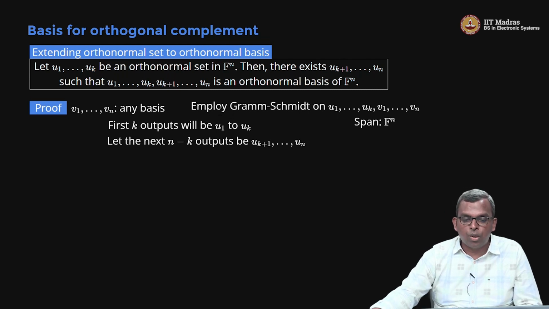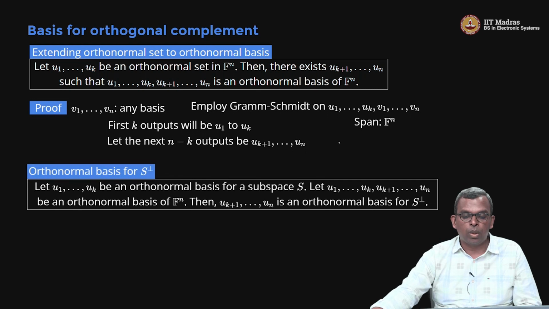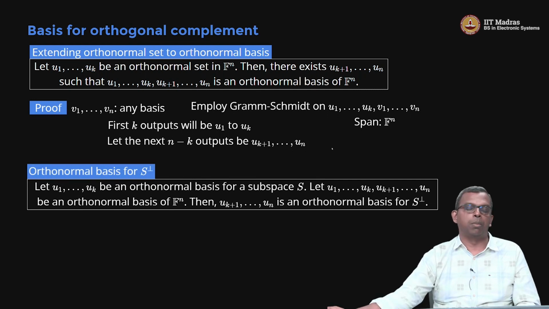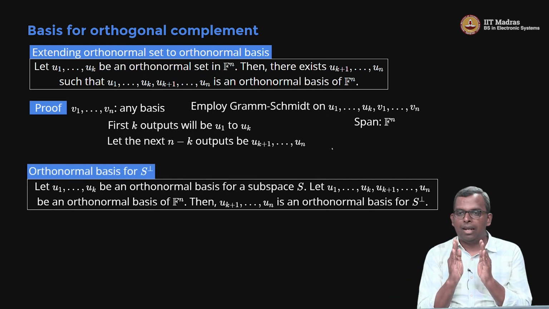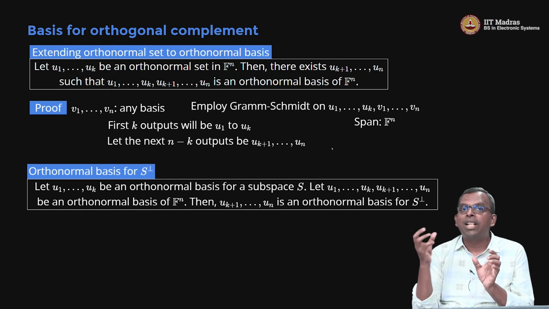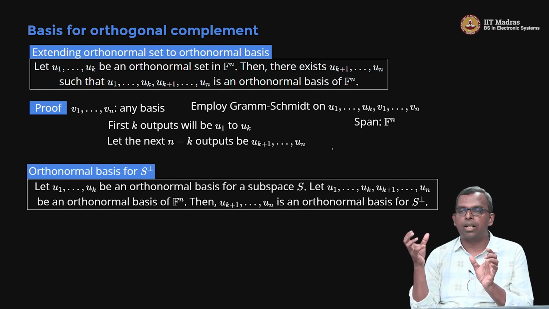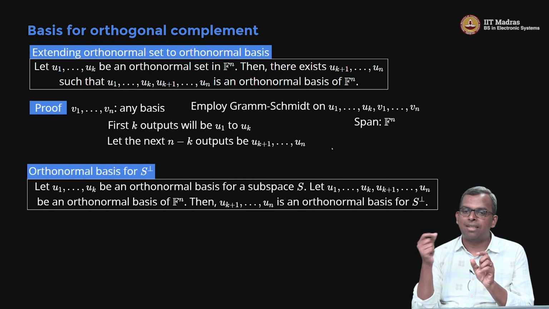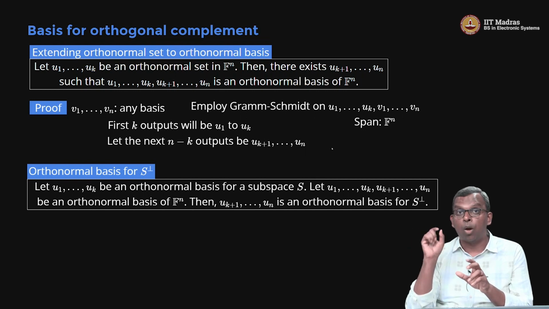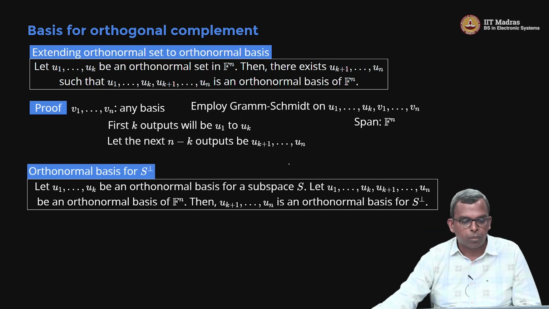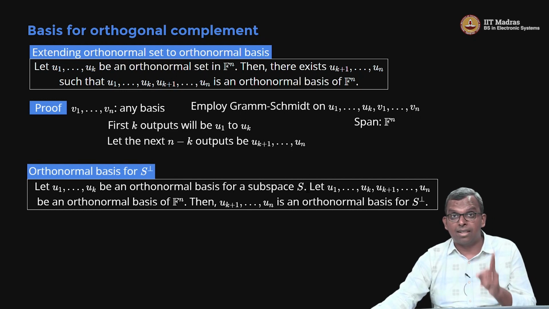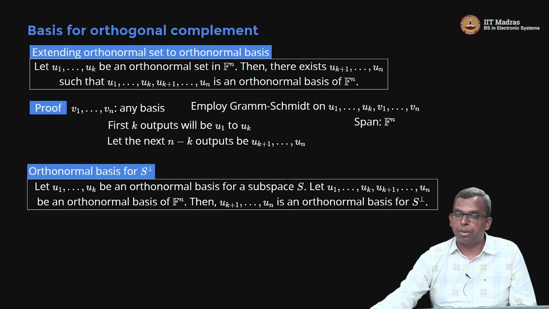So once you are armed with this, you can come up with an orthonormal basis for S-perp. Okay, so you define S with an orthonormal basis. How do I find this S-perp, right? What is the basis for it? I know it is a subspace. I know it has only intersection 0 with S, but how do I find a basis for S-perp? Okay, so here is the method. u1 to uk, let it be an orthonormal basis for S. Okay, so it's not any old orthonormal set, it's an orthonormal basis for the subspace S.